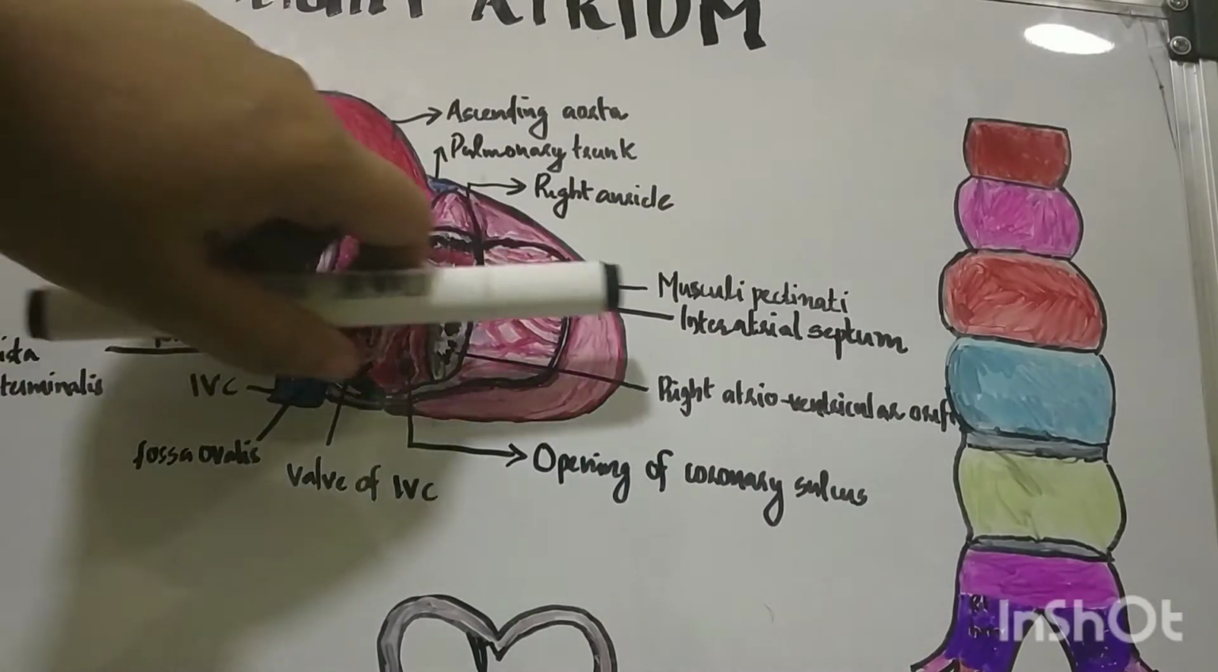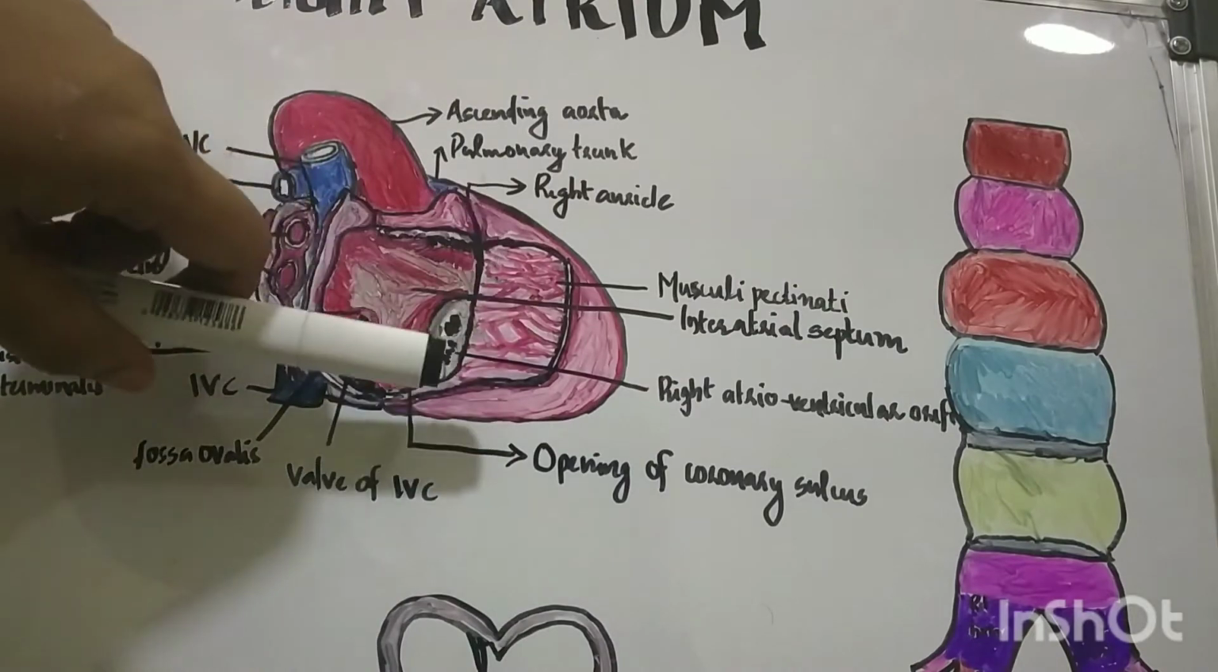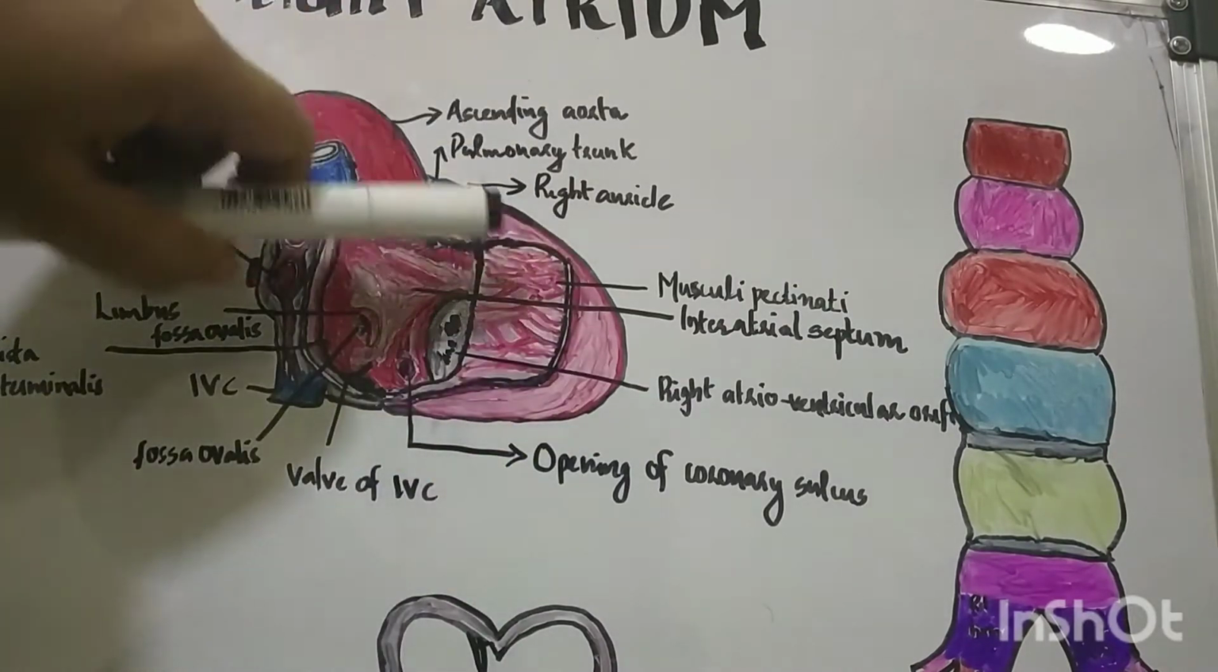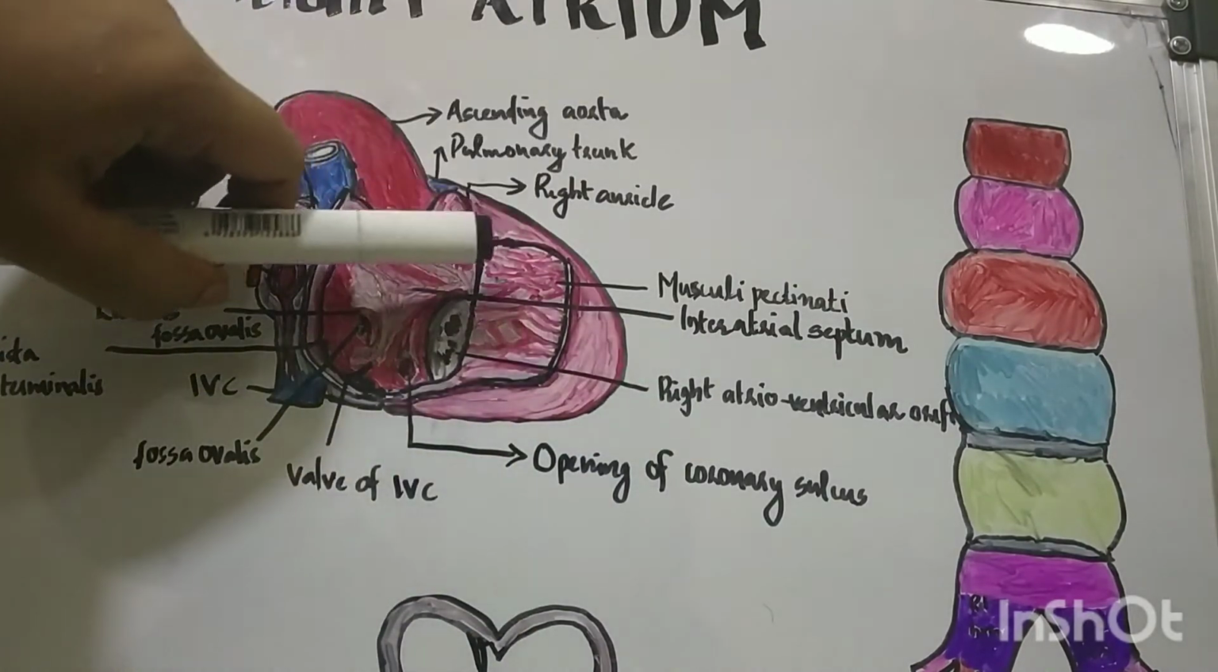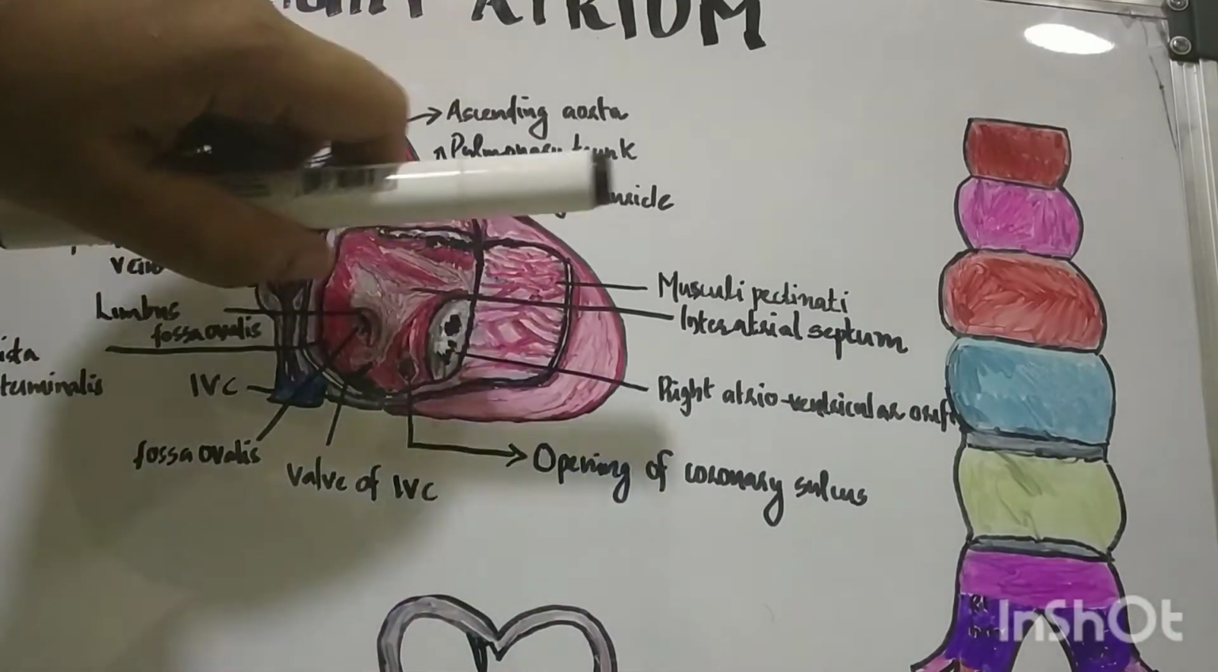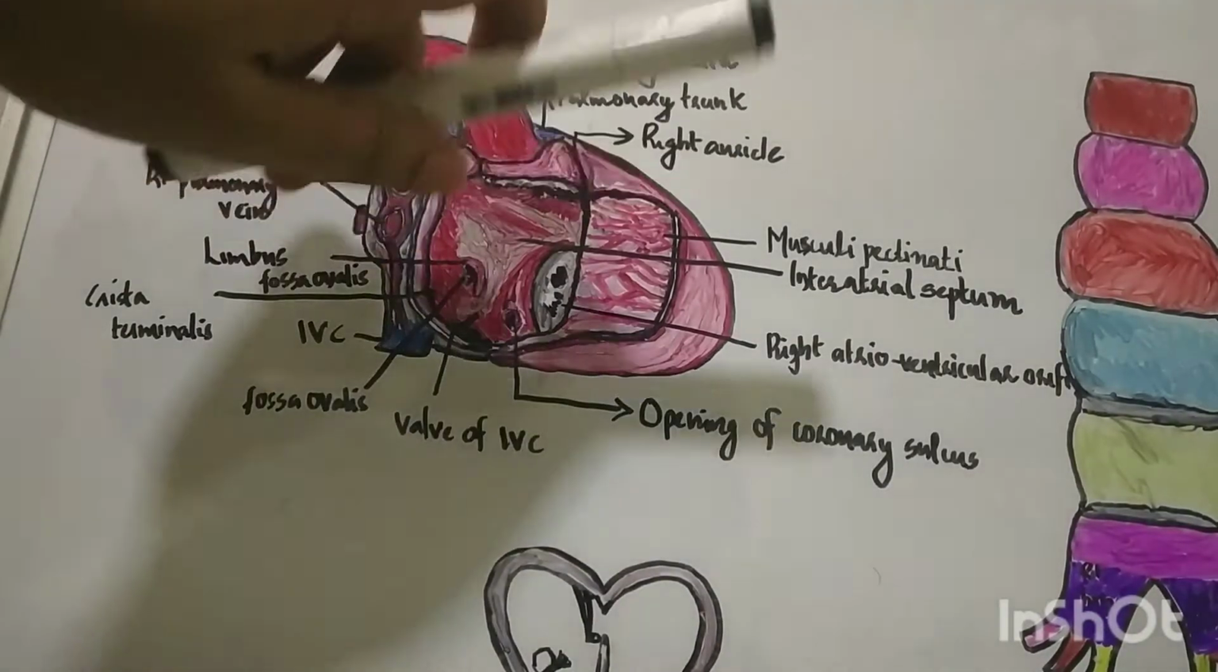The right atrium is separated from the right ventricle from outside by the atrioventricular groove, and it lodges the right coronary artery and the small cardiac vein.